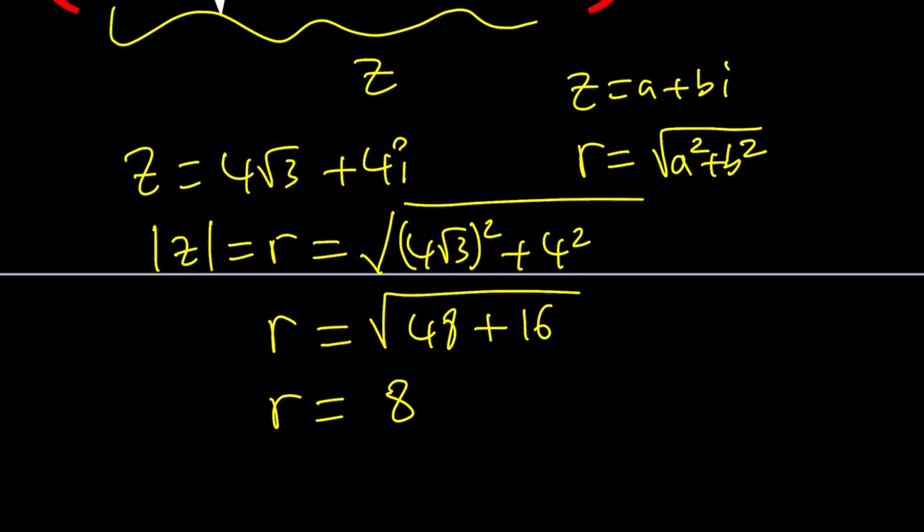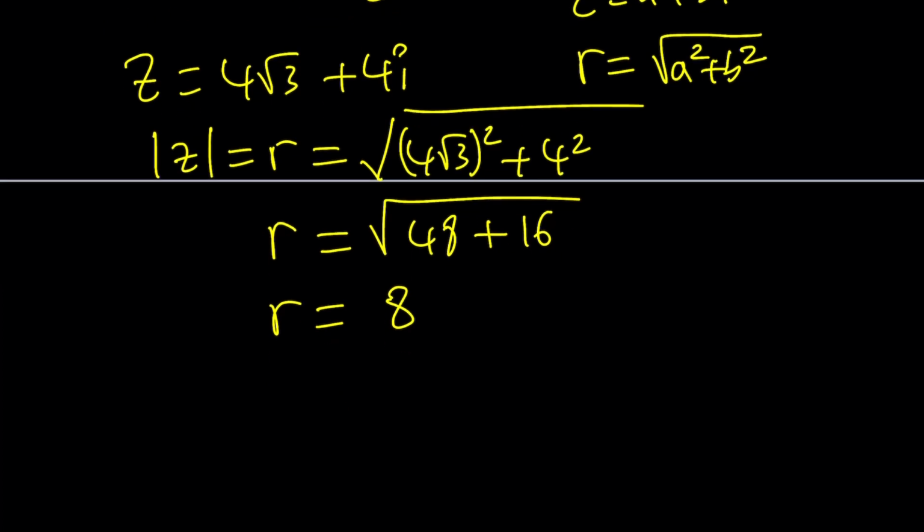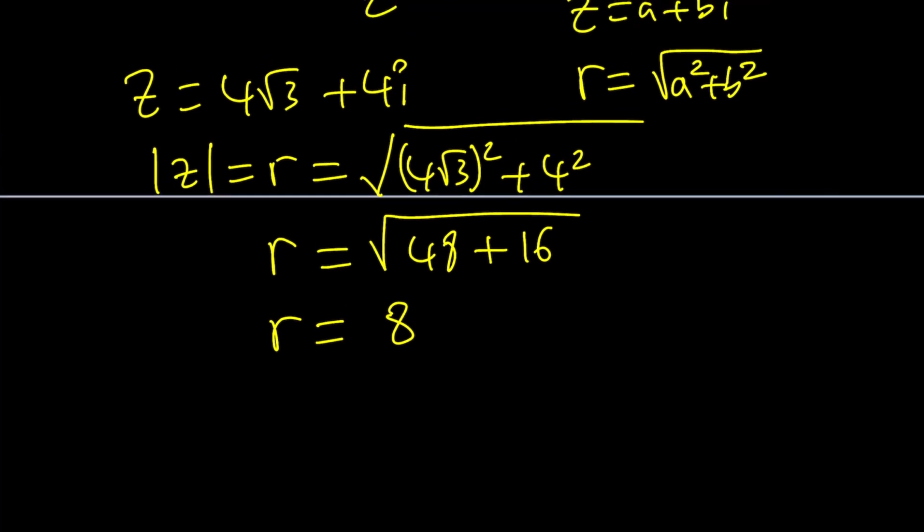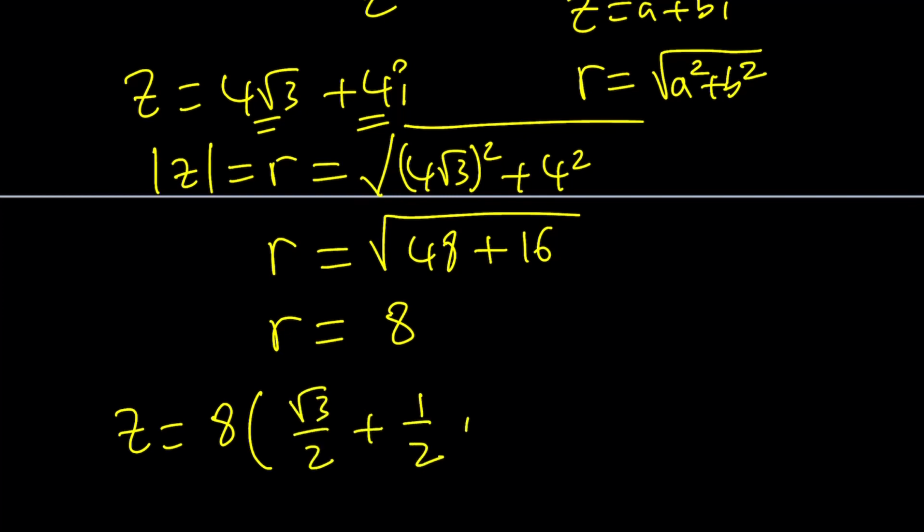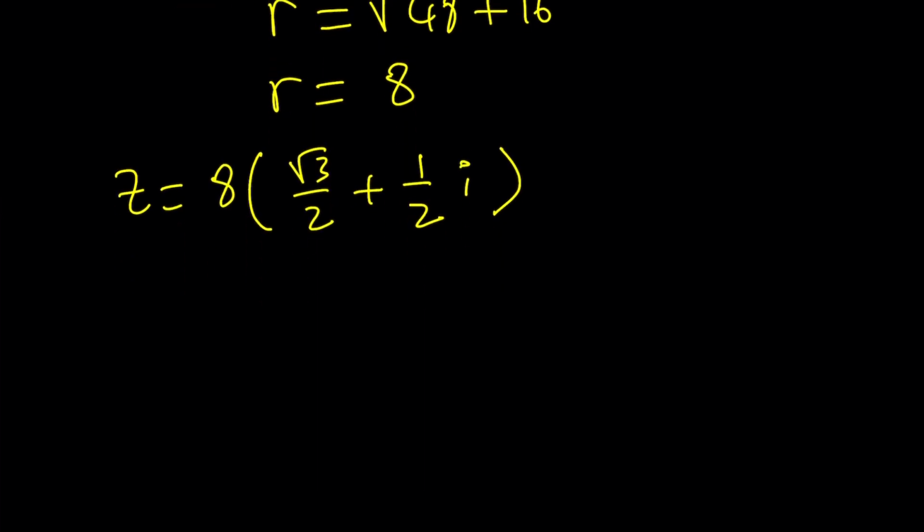So the absolute value of z is 8, and then we're going to go ahead and take the 8 out. If you want to write a complex number in polar form, you can do that by taking the r out, because in polar form, r is kind of like all the way on the outside, and inside we're going to have everything divided by 8. 4 root 3 becomes root 3 over 2, and 4 becomes 1/2, so that when you distribute, you get the same thing. Make sense? Now this is nice, because take a look.